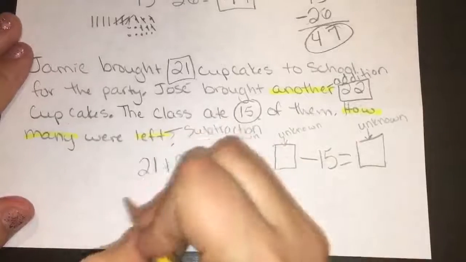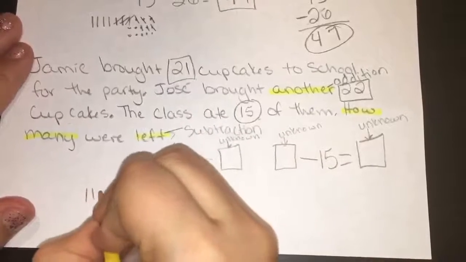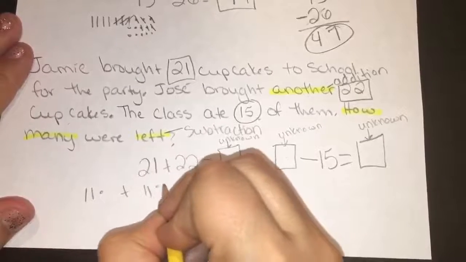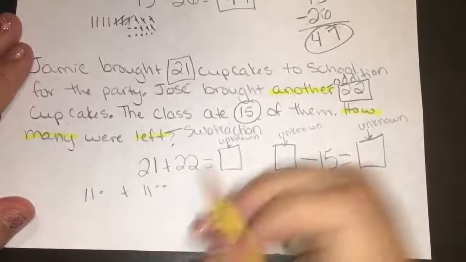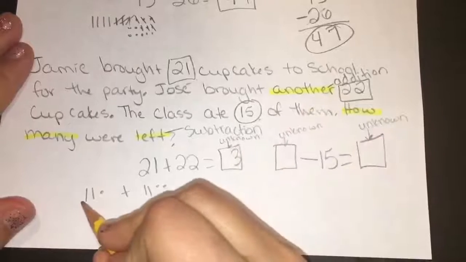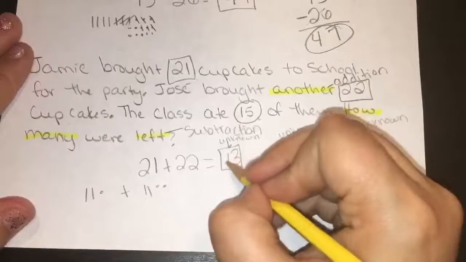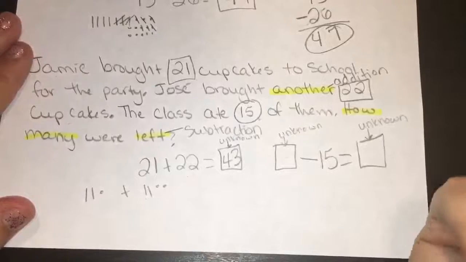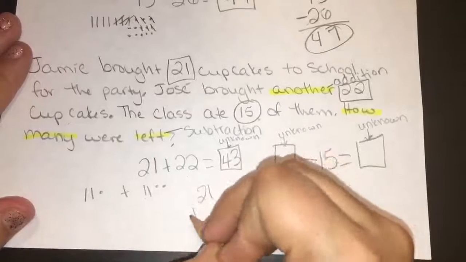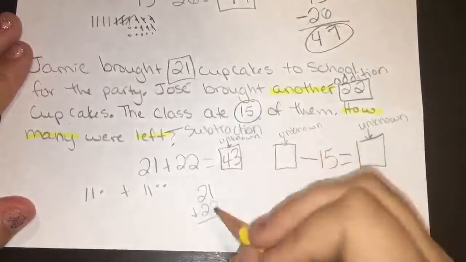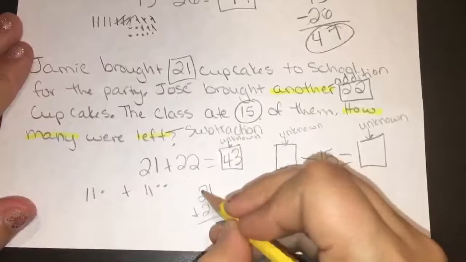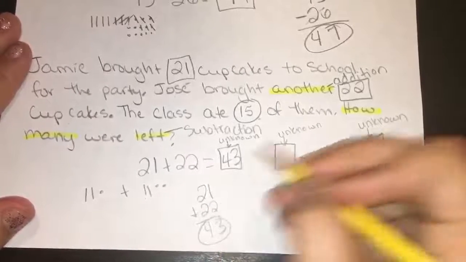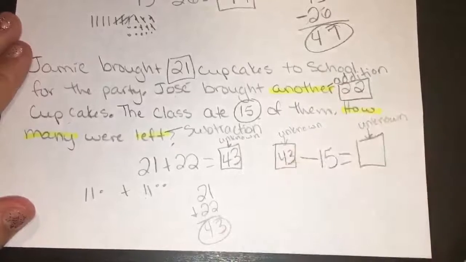Okay, so 21 plus 22. This one we can go ahead. So we'll add our ones, that's 3, 10, 20, 30, 40, 43. So we can even show it here. 2 plus 1 is 3, 2 plus 2 is 4. Good, so 43 is our number.